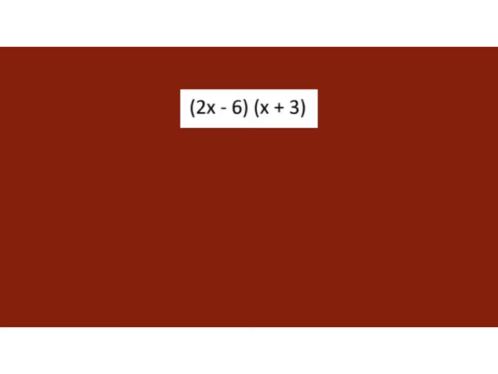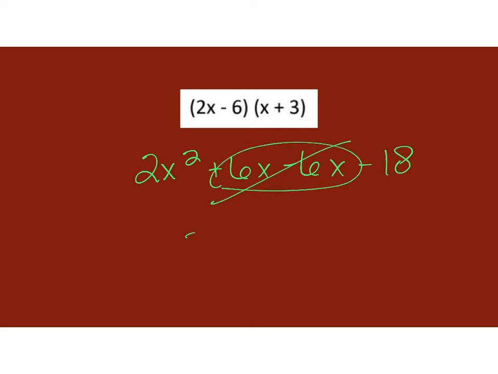Okay, this time I'm not going to draw the arrows, I'm just going to do the multiplication. So 2x times x would be 2x squared. Plus 6x minus 6x minus 18. So if you notice, these two middle terms cancel out, so we have 2x squared minus 18.